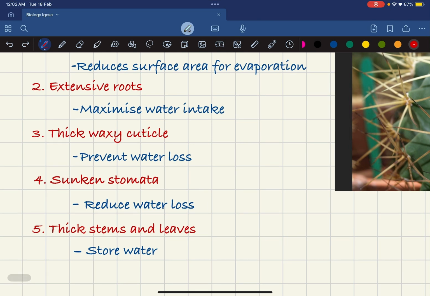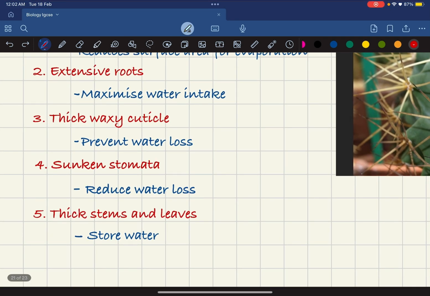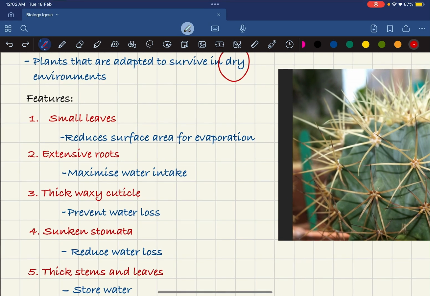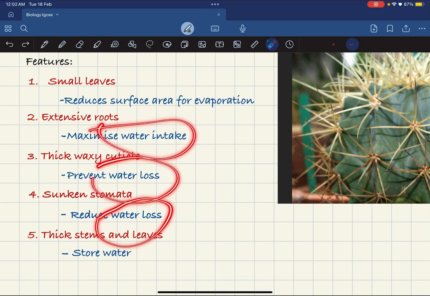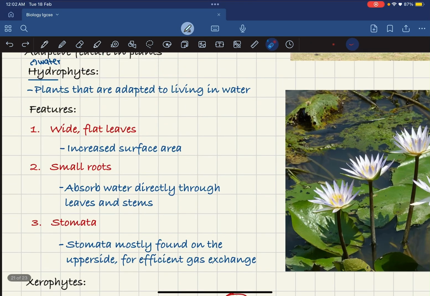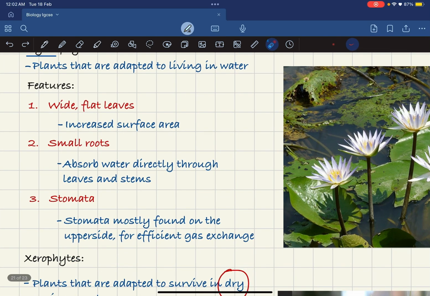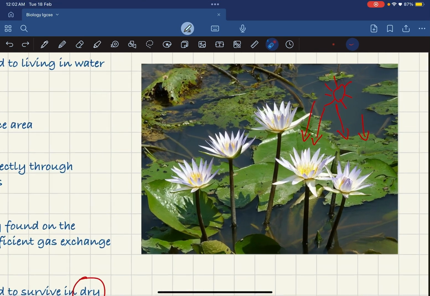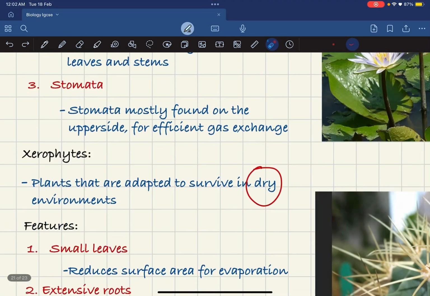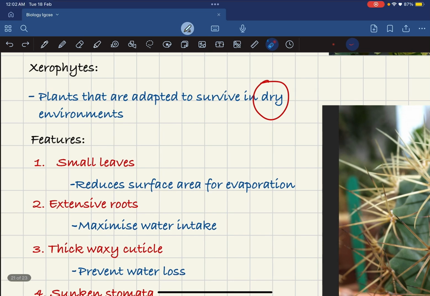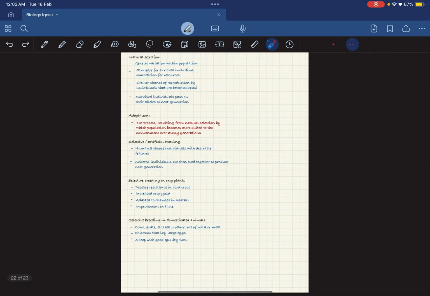And next is sunken stomata, which is again to reduce water loss, and they have thick stems and leaves to store water. So basically all this, as you can tell, is related to water. Water loss, storing water, it's all related to that. And hydrophytes is all related to not having excessive water intake. One example over here is the water lily, which is an example of hydrophytes, and obviously cactuses are an example of xerophytes.